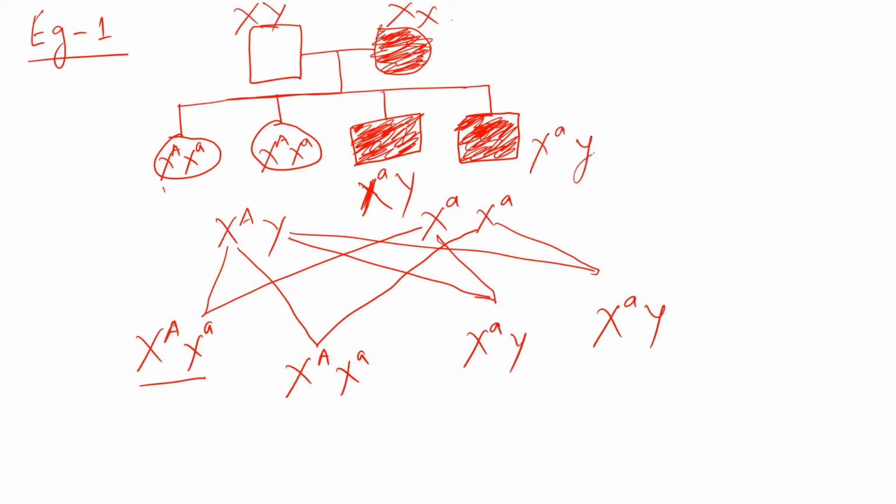So in this first example, we say that if a man marries an affected woman, all the sons will become affected, whereas the daughters will become carriers.